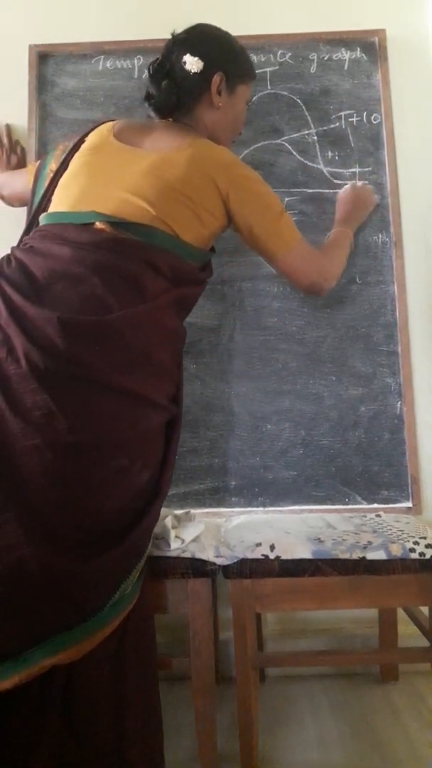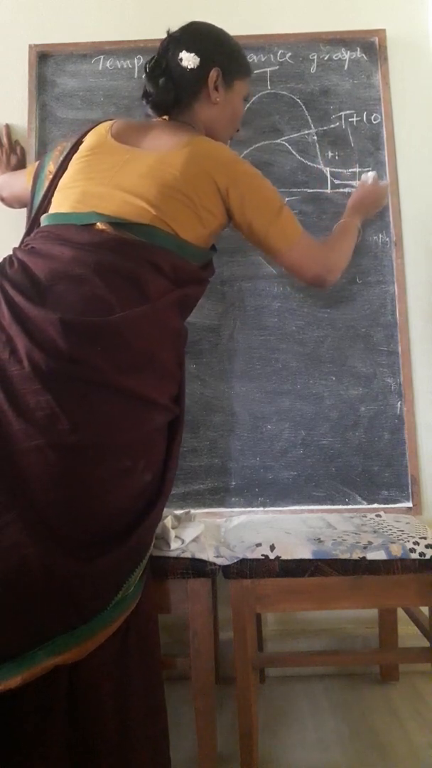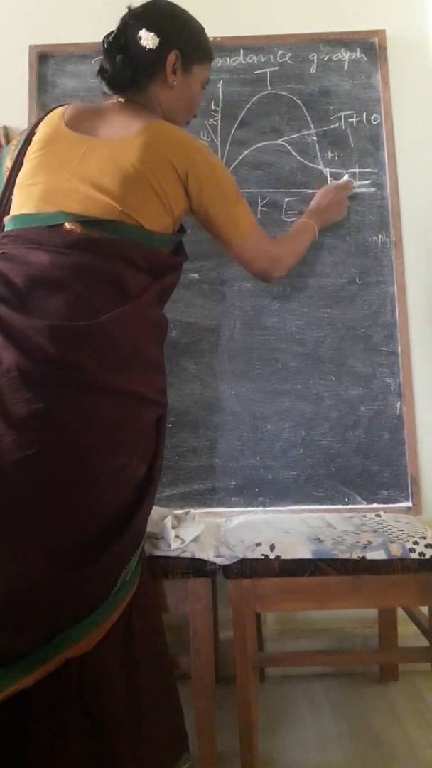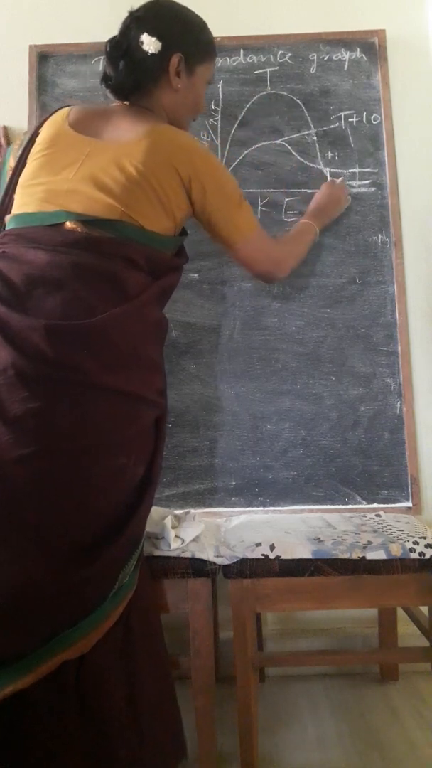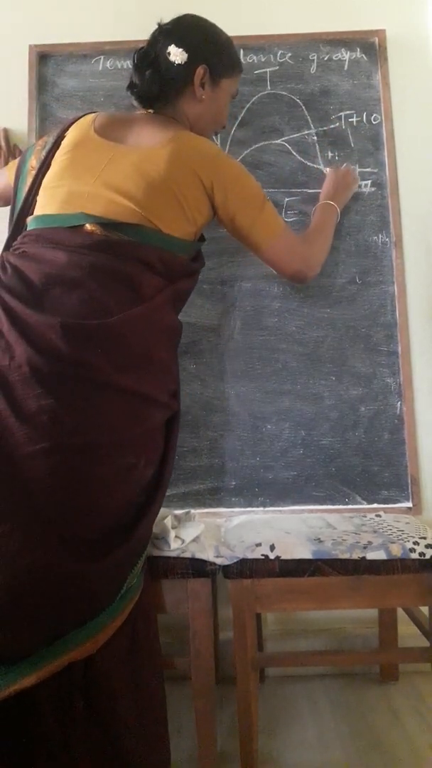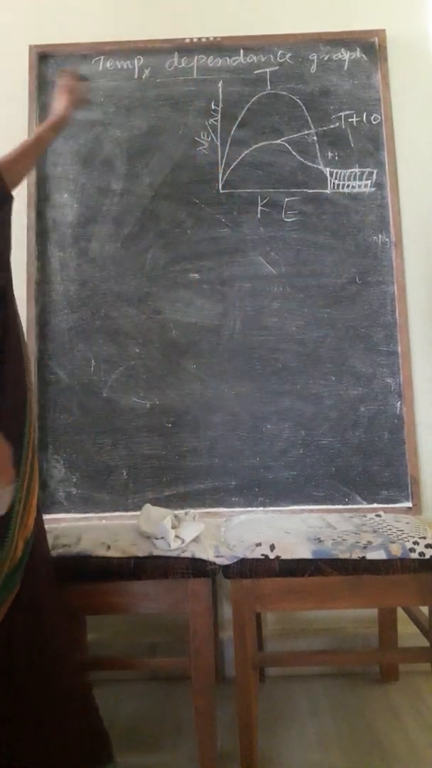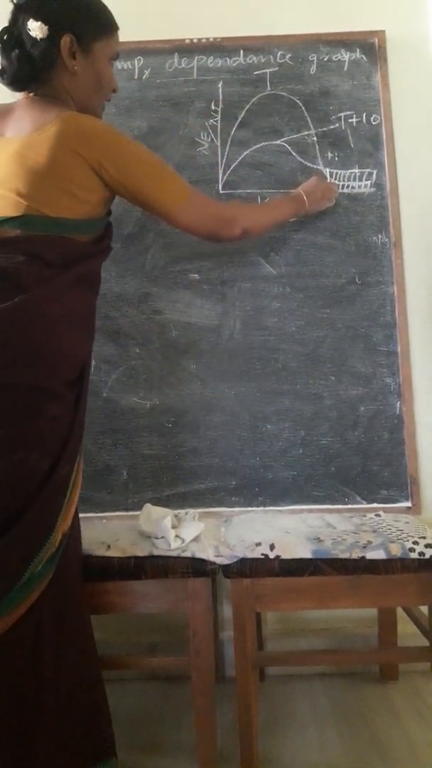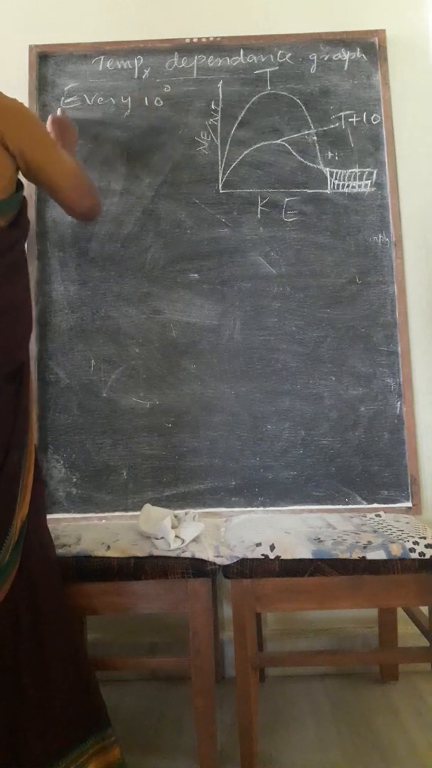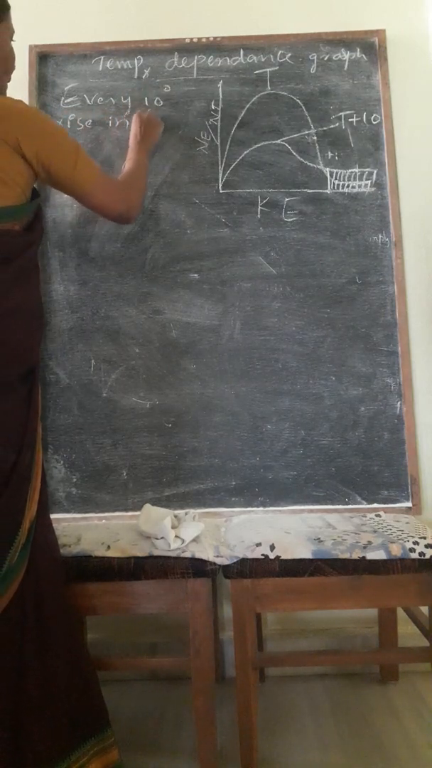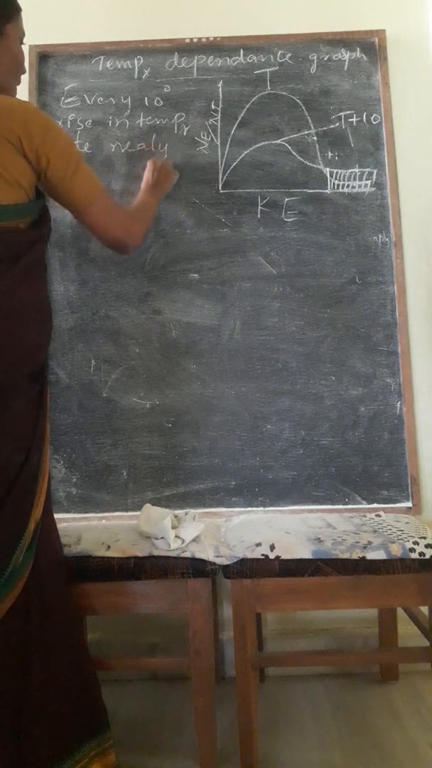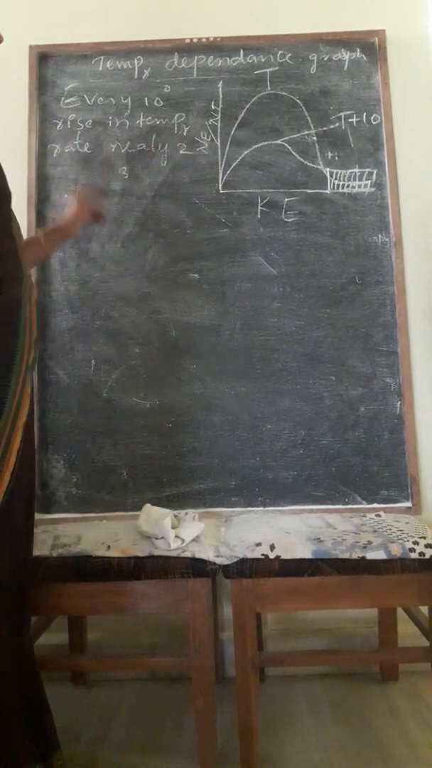Just observe in this case, the area covered by the reacting species in order to form product at T degree is only this much area they have covered, but at T plus 10 degree they have covered double that of temperature T. This indicates that for every 10 degree rise in temperature, rate nearly doubles, or sometimes it is said to be 2 times or 3 times.